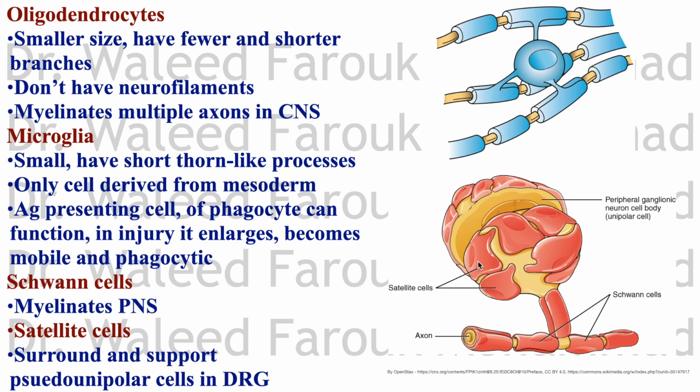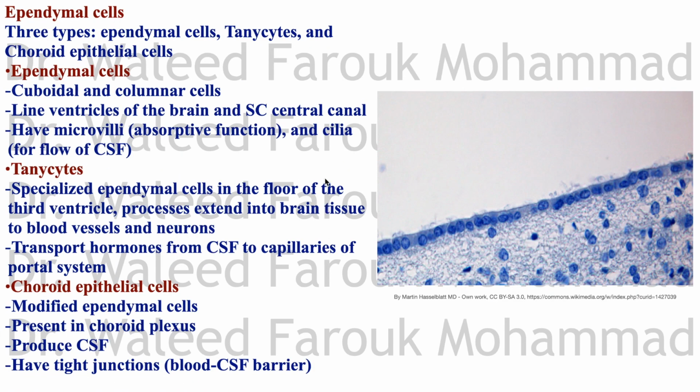Satellite cells, the cells you see here, are called satellite because they surround the ganglia, especially the pseudounipolar cells in the dorsal root ganglia. It's very obvious here. Another type of cells is called ependymal cells. They are related to the CSF circulation. They are composed of three types: ependymal cells, tanycytes, and choroid epithelial cells.